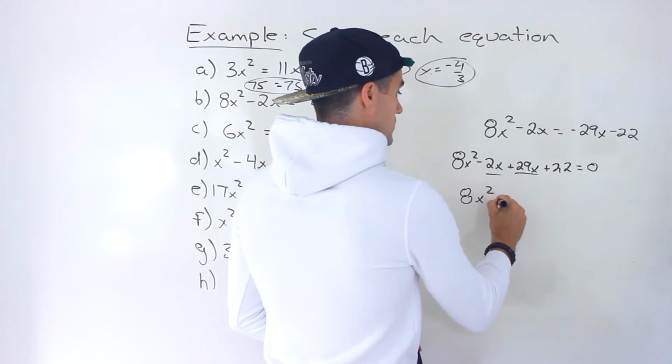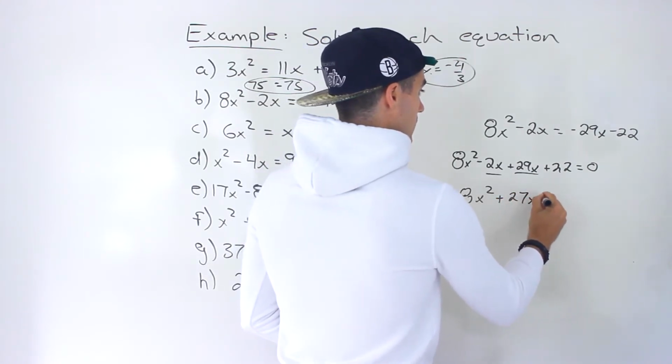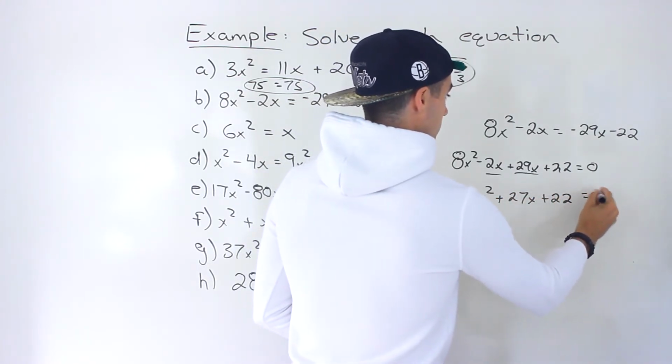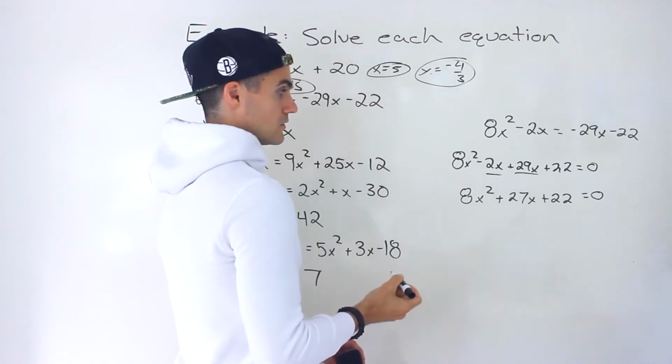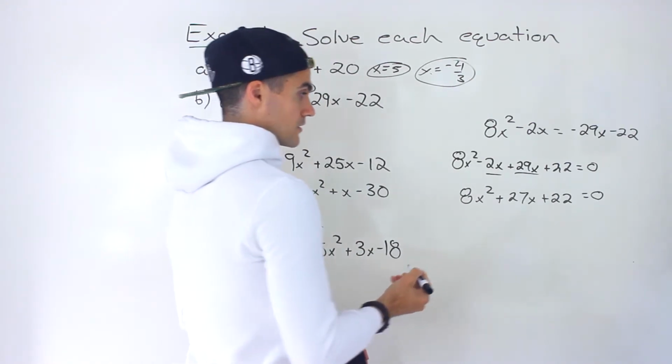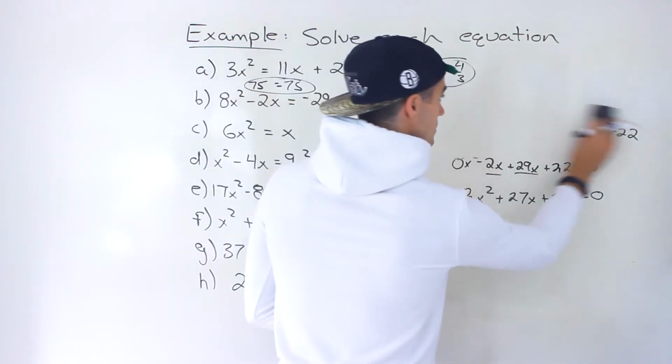So that would be what, 27x? And then we'd have plus 22 equaling 0, like that. And then from here, greatest common factor. So let's try to factor this.